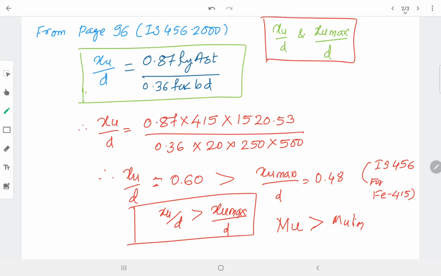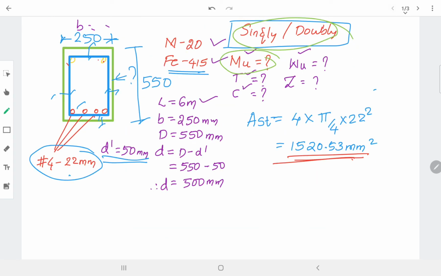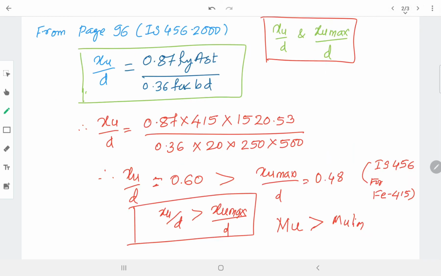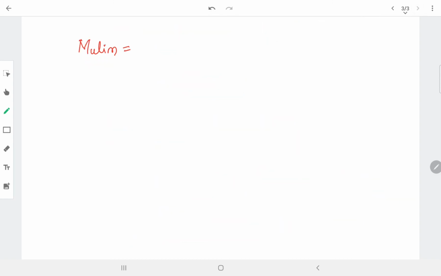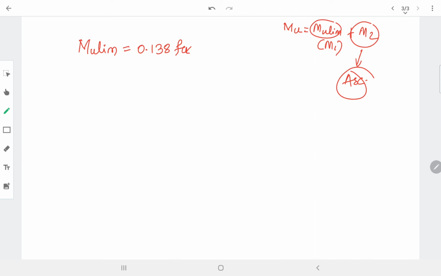He has not given what exactly the top reinforcement used in this beam is. Because of that, I am calculating Mu as Mu limit, that is M1 plus M2. M2 is based on the reinforcement provided on the compression side, which has not been given. Because of this I am only calculating the value of M1, that is 0.138 fck b d square.